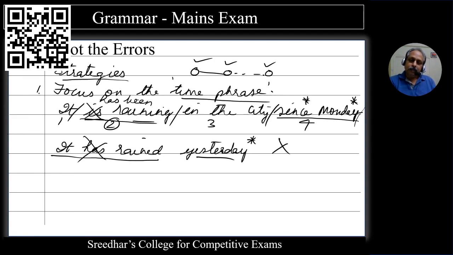Then here, students ask me, so why not strike off yesterday? Then there is no time, past action, time is not there. We can use present perfect. Then it has rained. The sentence is correct.